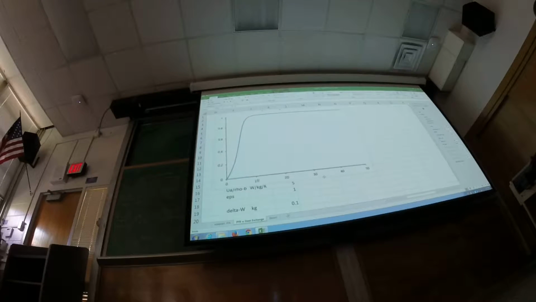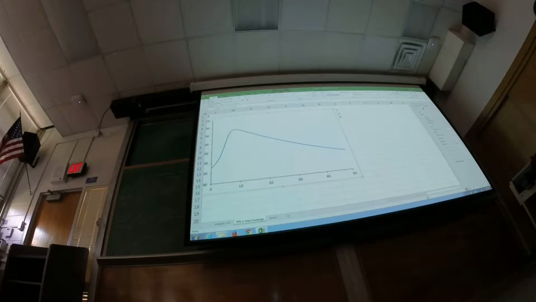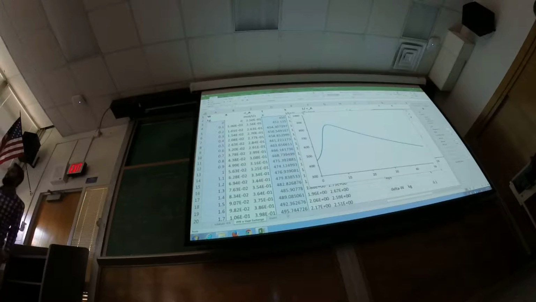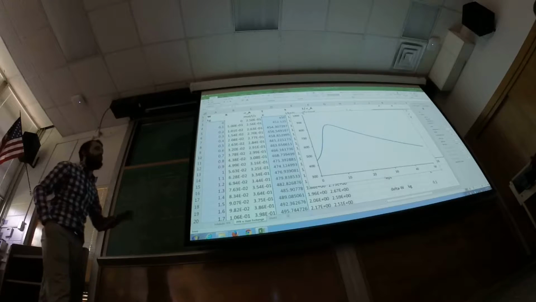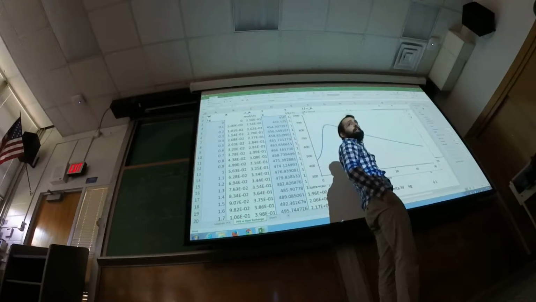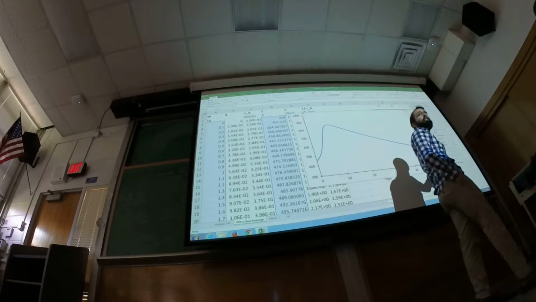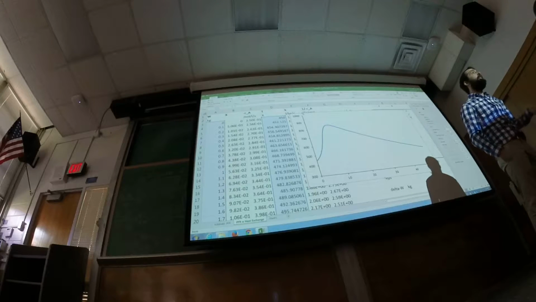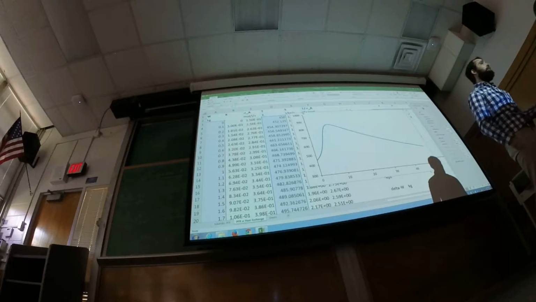Okay, so this is conversion versus weight of catalyst. It increases and then hits a constant value of 1 because it's an irreversible reaction. Here is the temperature versus weight of catalyst. So along the length of the reactor, we get an increase in temperature and then a slow decrease. So it's exothermic, and at least at first, we're not removing heat fast enough.